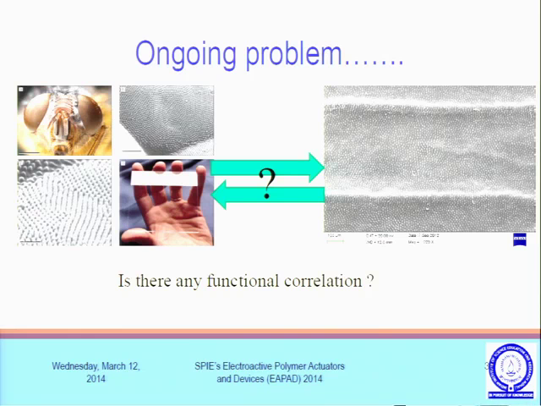So here I am going to address this question. We have seen that there is the same arrangement of the lens array in the insect eye, and the same arrangement of the microstructure on the wing surface. So is there any functional correlation between these two?